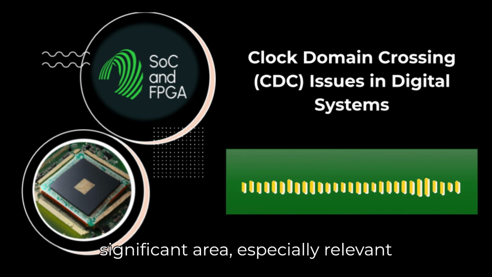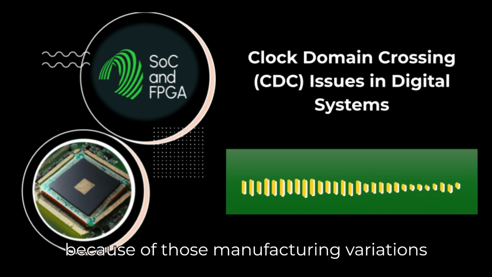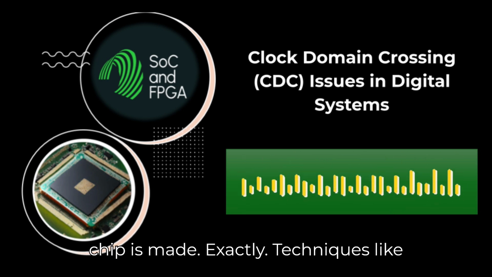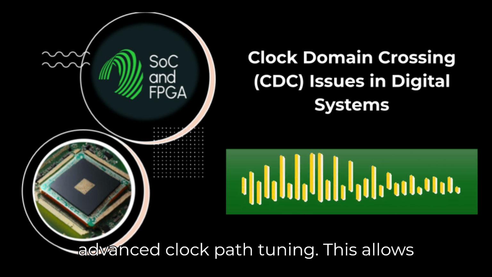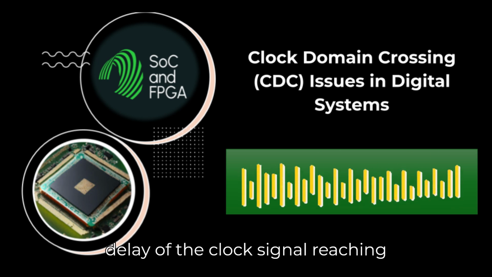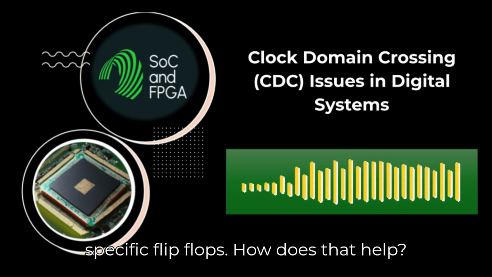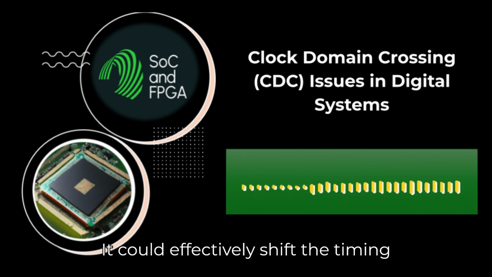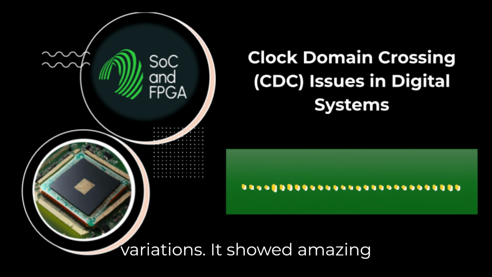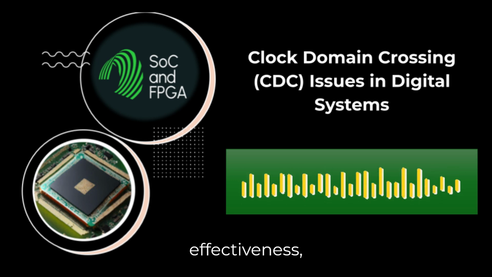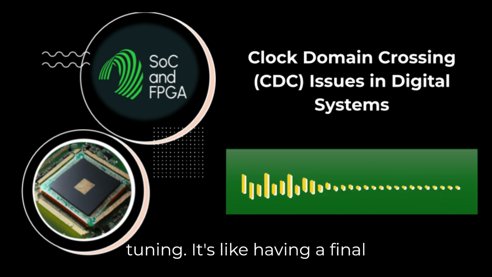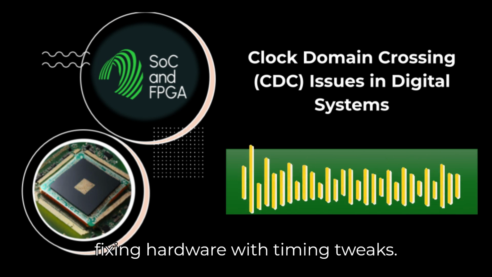And another really significant area, especially relevant because of those manufacturing variations we talked about, is post-silicon error recovery methods. Fixing things after the chip is made. Exactly. Techniques like advanced clock path tuning. This allows engineers, after the chip is fabricated and tested, to precisely tweak the delay of the clock signal reaching specific flip-flops. That helps. It can effectively shift the timing window to resolve those subtle setup time violations caused by manufacturing variations. It's shown amazing effectiveness, like over 99.99%, with only minor hardware overhead needed to enable the tuning. It's like having a final adjustment knob after the fact. Wow, fixing hardware with timing tweaks.